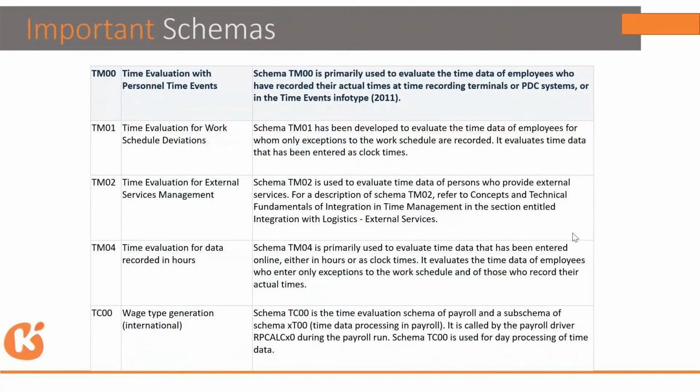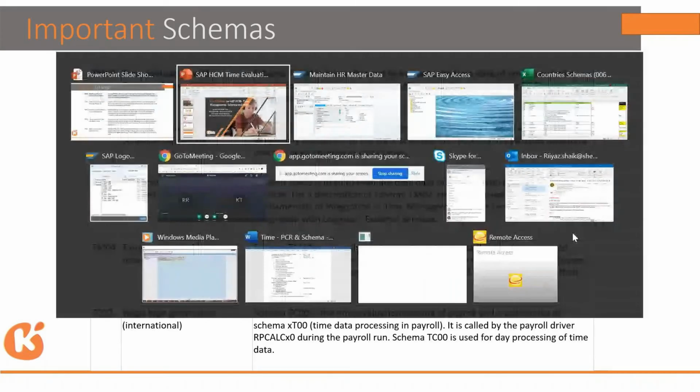There we have multiple schemas for multiple countries. For each country, there is a different schema. This schema will be decided based on the time management status in info type 7. So according to the employee's time management status in info type 7, if it is updated as 0, as we have several, let me show you here.